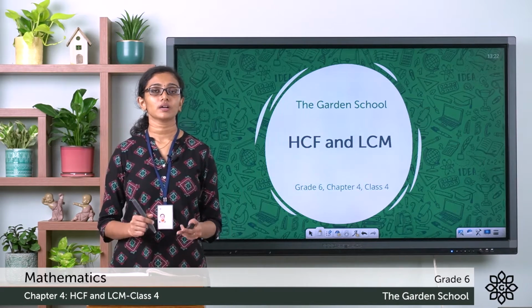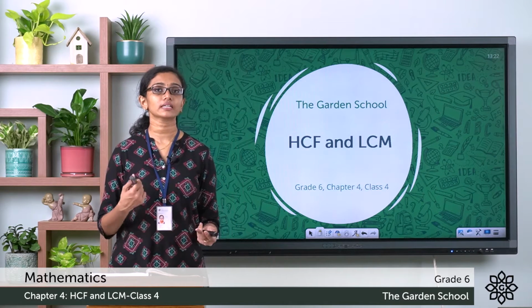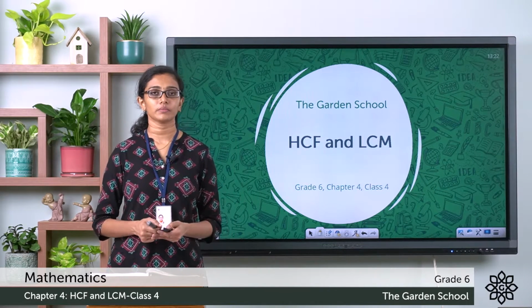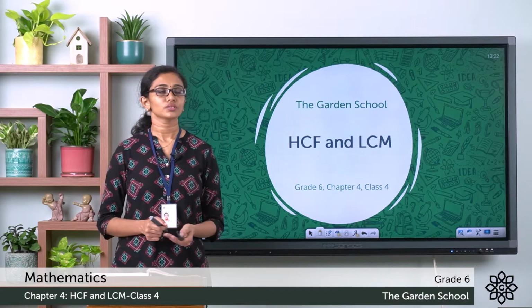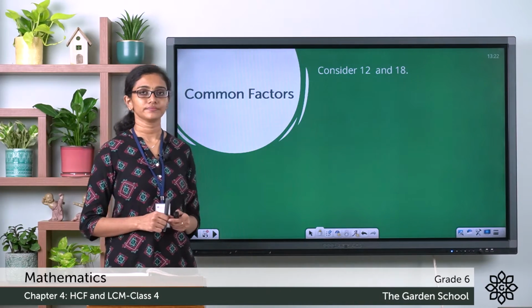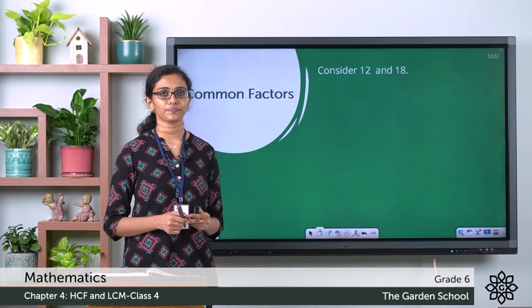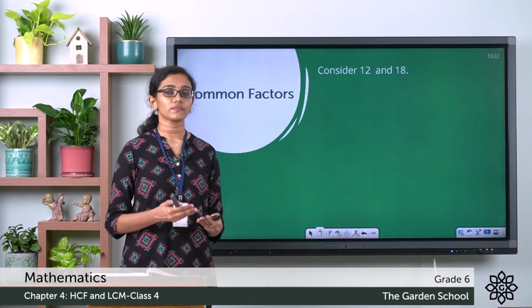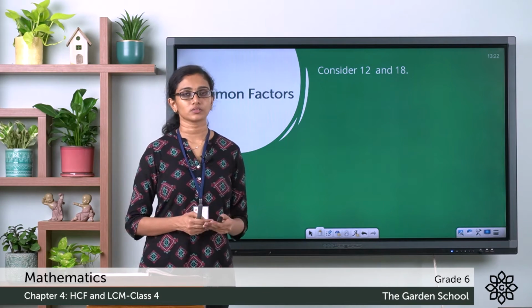Let's learn about common factors and how to find the HCF of a few given numbers. So you consider these two numbers here, 12 and 18. Both are composite numbers. So we know they have got more than two factors.